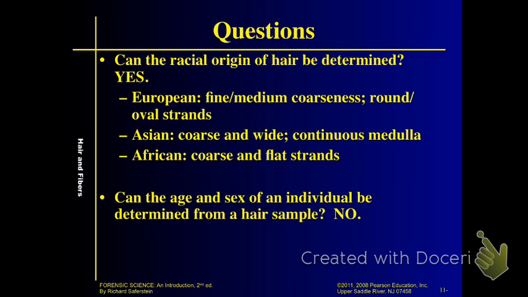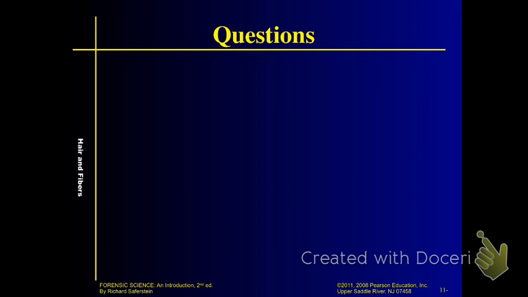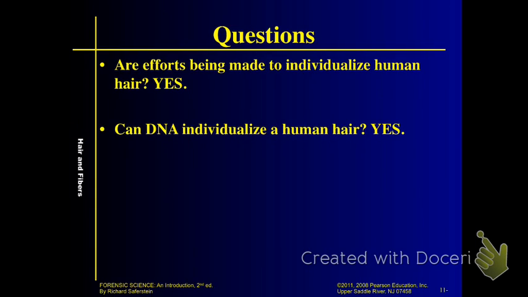The age and sex of an individual cannot be determined from a hair sample. A hair can be looked at and analyzed to determine if it was forcibly removed. Generally, we have that follicular tag, that piece of translucent tissue at the base of the strand of hair, if it was forcibly removed. Efforts are being made to individualize human hair, but we've seen the problems with that already. DNA, if there's a follicular tag available at the end, DNA can individualize a human hair. So I should probably have written there sometimes.